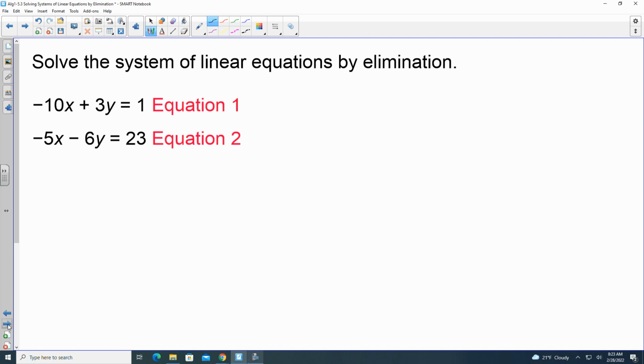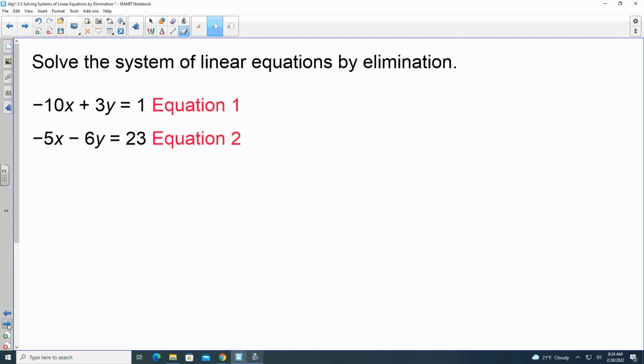Now looking at this one, both of them are still in standard form, but I look here, I have a negative 10, negative 5. Between those, they're not the same, and I got 3 and I got negative 6. Neither of those are the same. So this is where it becomes necessary to multiply one or both of the equations.